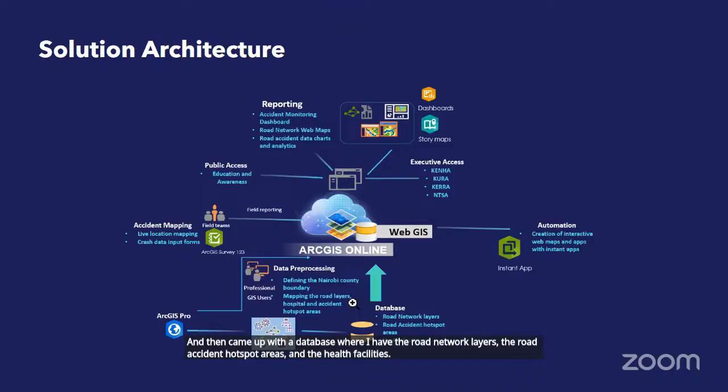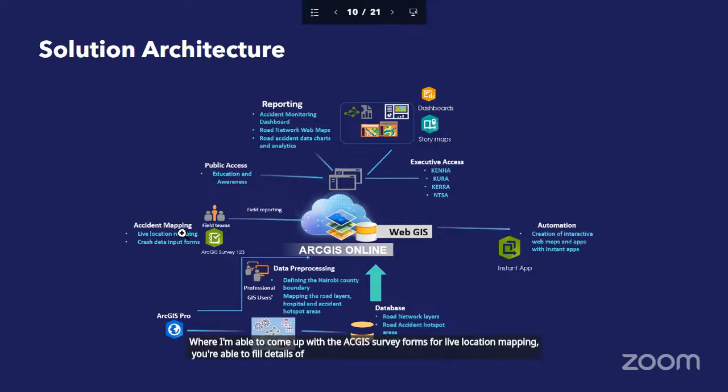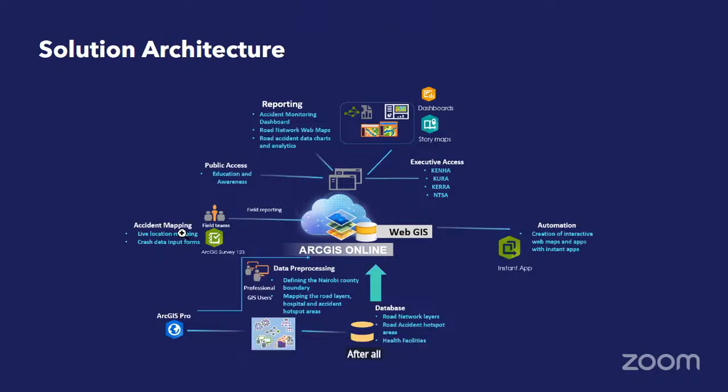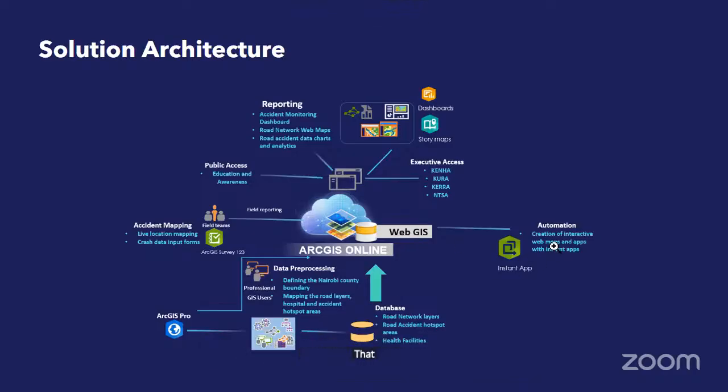And then after conducting this analysis, I translated it to the ArcGIS Online platform, where I'm able to come up with the ArcGIS survey forms for live location mapping. You're able to fill details of accidents as they are occurring. And also, it has the timestamps where you're able to fill in the time. And also, I have a web map that will be able to display the high injury networks and intersections.